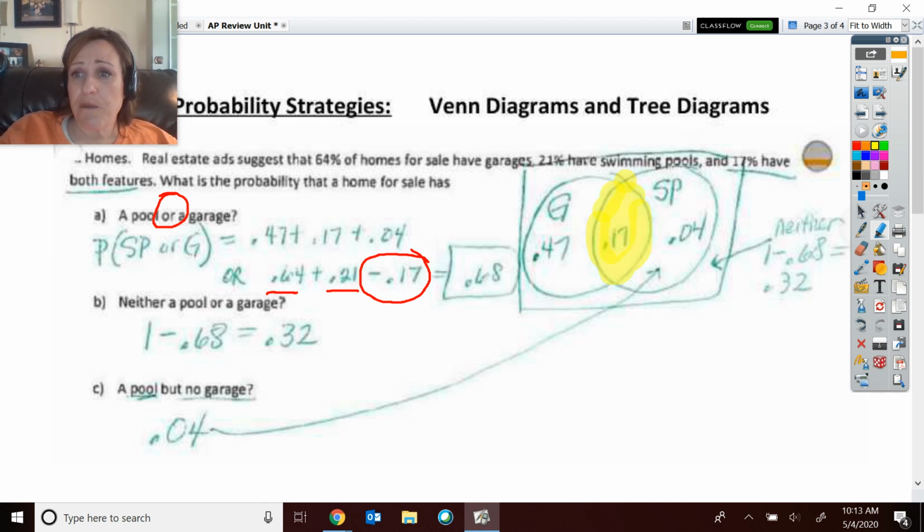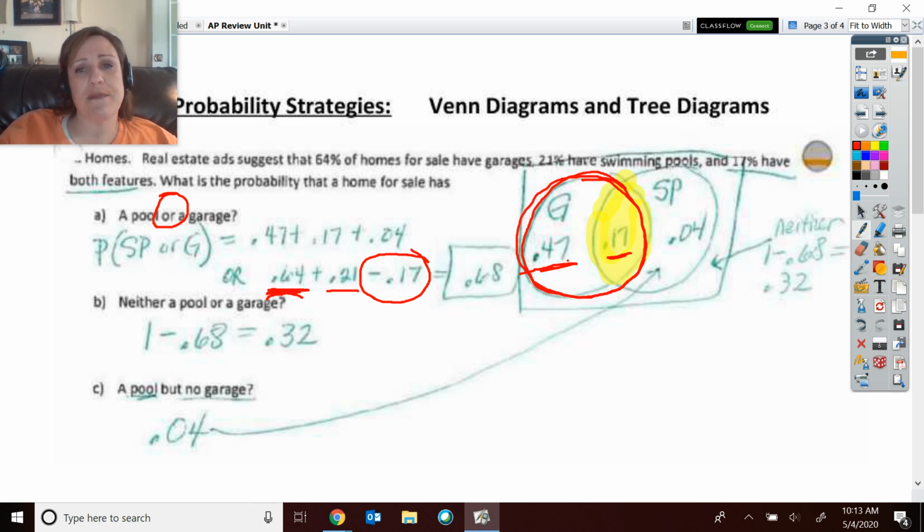And then from there, what you have to do is say, oh, the garage total is 64%. Okay? Garage total is 64%. Well, look, I already have this 17% in my circle, so the remainder is that 47%. Okay? So 47% have garage only.